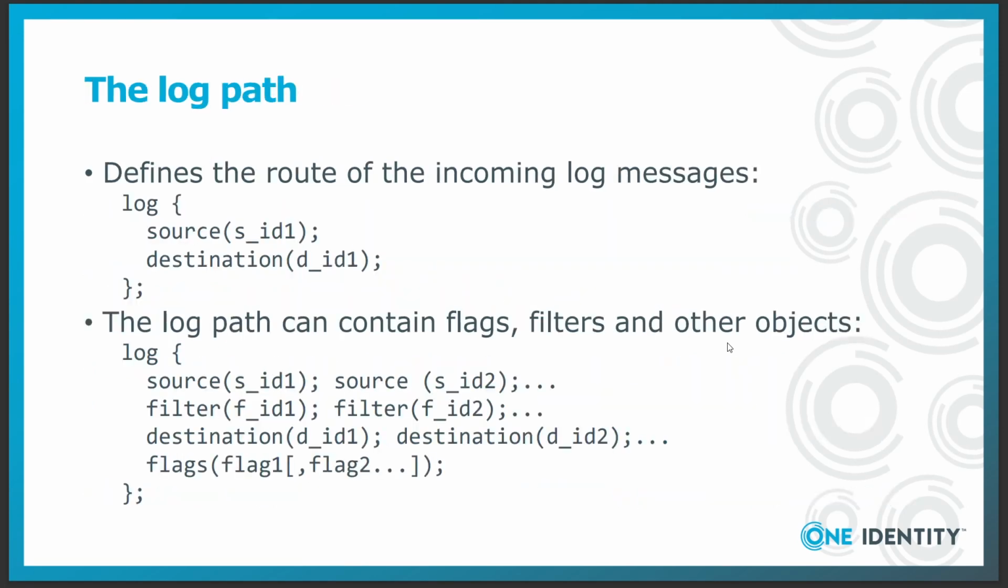The log path connects various building blocks of Syslog-ng and thus defines the route of incoming log messages. It can contain sources, destinations, filters, flags, and other objects. It refers to various building blocks by their name, the identifier. Here you can see a log path, which simply connects a source to a destination without any further processing.